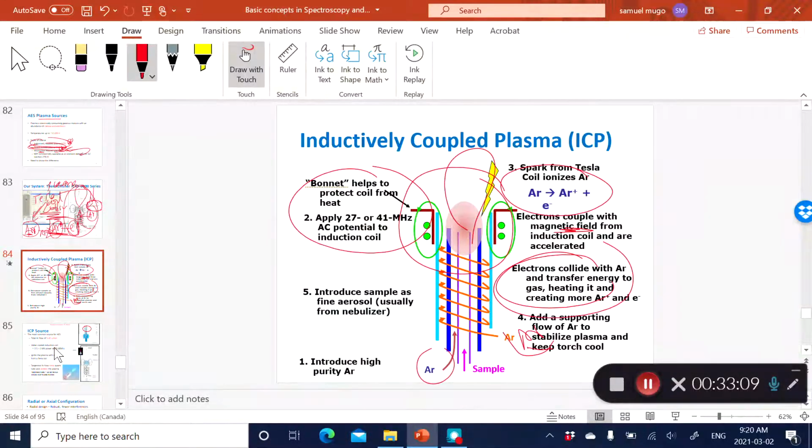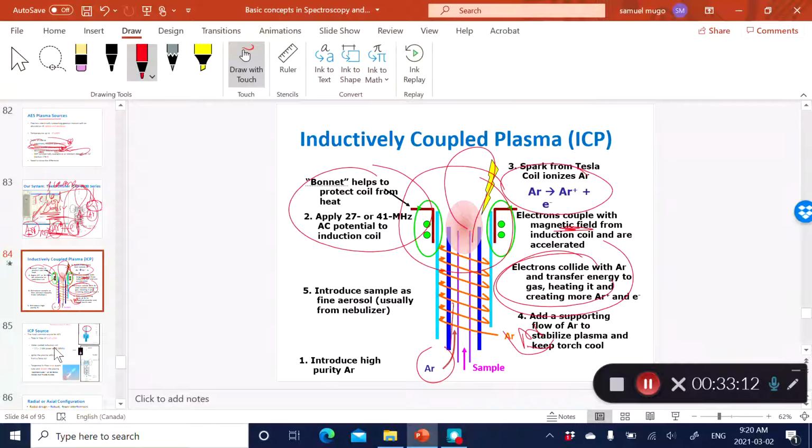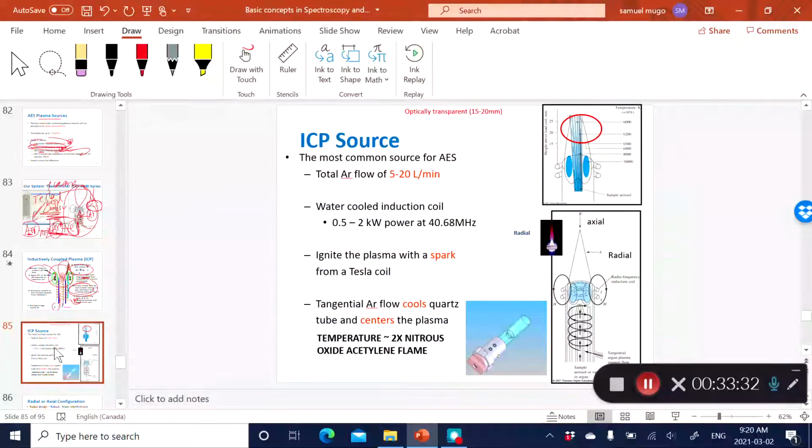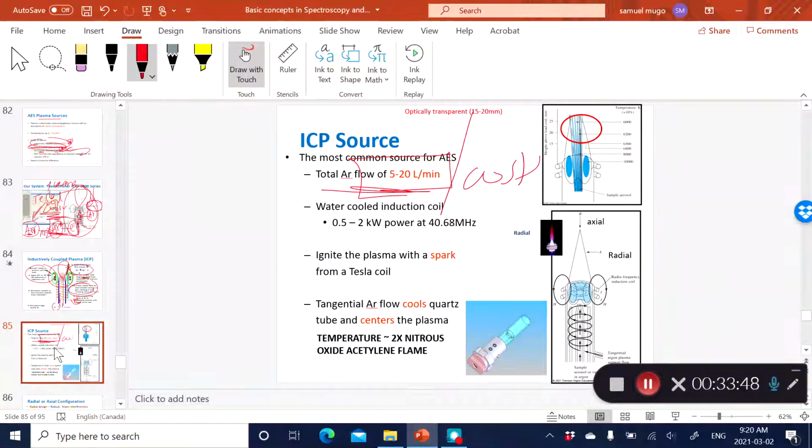So you've got this argon here that is being used to generate the plasma. But you also have the tangential flow of argon that is used to cool the torch. And as such, you actually consume a lot of argon with the ICP. And argon is not inexpensive. So you can see that the total argon flow can range from 5 to 20 liters a minute, depending on the type of ICP instrument that you have. And so this becomes very costly to run.